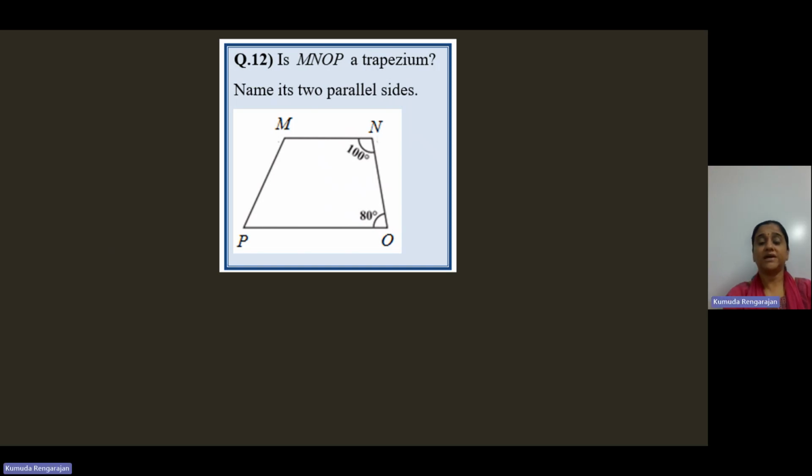The first question is MNOP a trapezium? Why? It's not given. Parallel lines are not. No. Yeah. A quadrilateral is a trapezium if it has one pair of opposite sides parallel. That's correct. But here, which are the parallel sides? Nothing is marked. No. You cannot assume that.